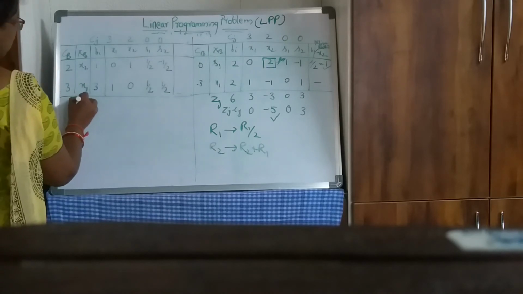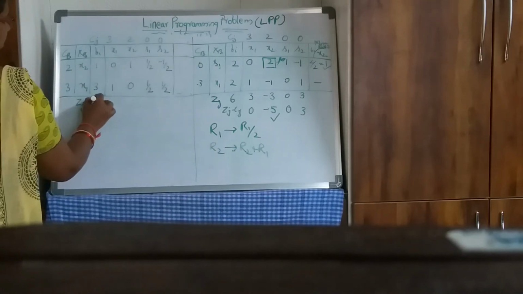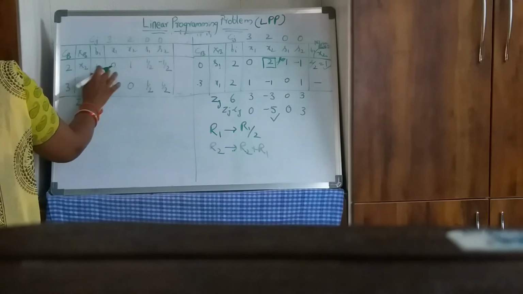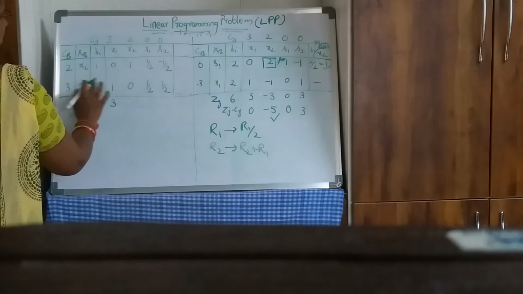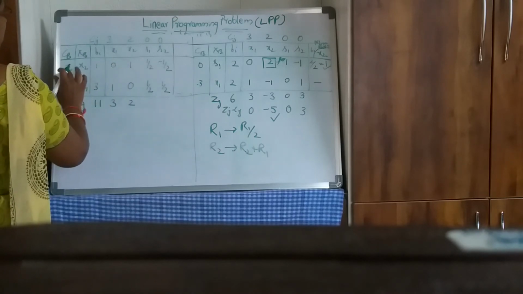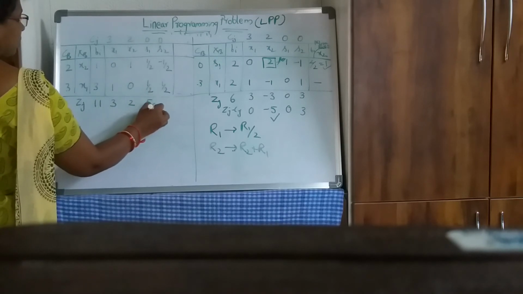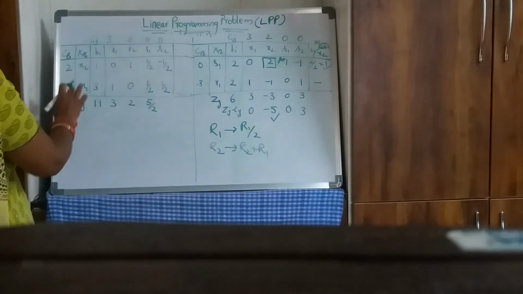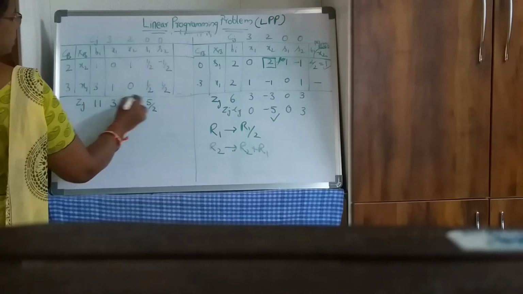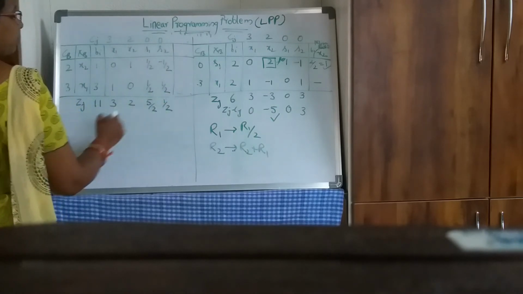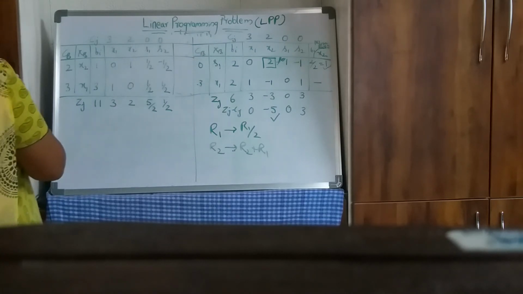Now you find Zj. 2 into 1 plus 3 into 3, that will be 11. 2 into 0 plus 3 into 1, 3. 2 into 1 plus 3 into 0, 2. 2 into 1 by 2 plus 3 into 1 by 2, so that will be 5 by 2. 2 into minus 1 by 2 plus 3 into 1 by 2, so this will be 1 by 2. Yes, minus 2 plus 3.